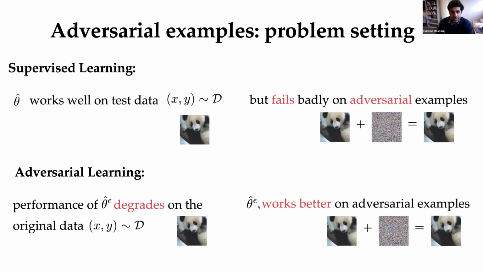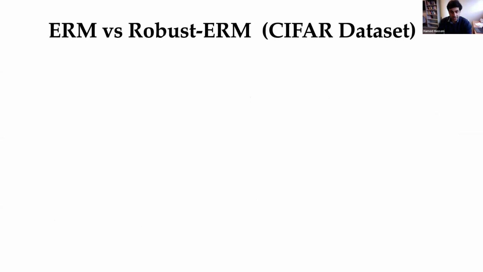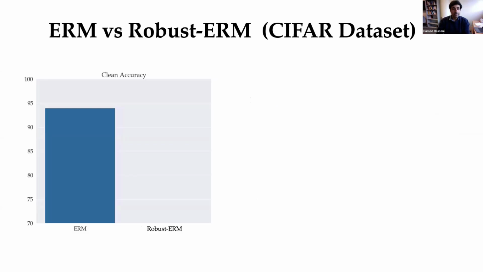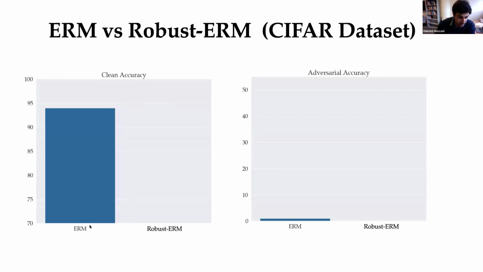Let me illustrate this using the numbers on the CIFAR dataset. The performance of the solution of ERM is shown by the blue bars here. By clean accuracy, or standard accuracy, we mean just the performance on clean, non-perturbed inputs. Its performance is very good, like 94% accuracy. But its performance on adversarial inputs is close to zero. It's very bad, and fails miserably on adversarial examples.